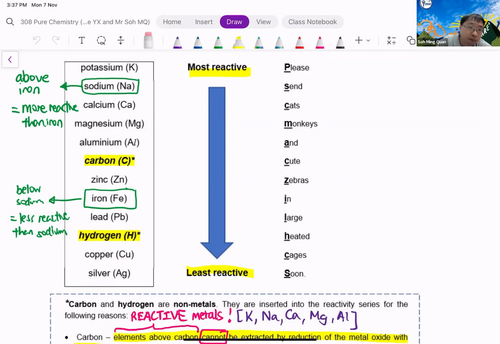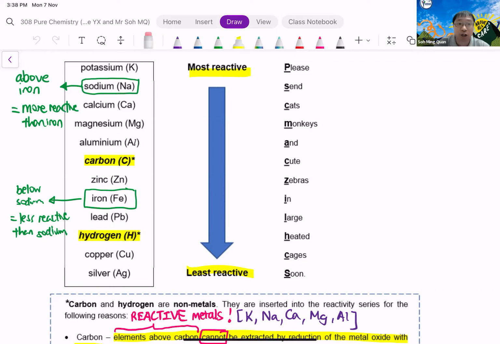So I'll give you an example. One of the common metals we also deal with is chromium. Chromium is an interesting metal, but chromium is not in this series. So how do we decide which position chromium should be? Well, we can do experiments to find out. What are the experiments we can do to find where chromium should be slotted?